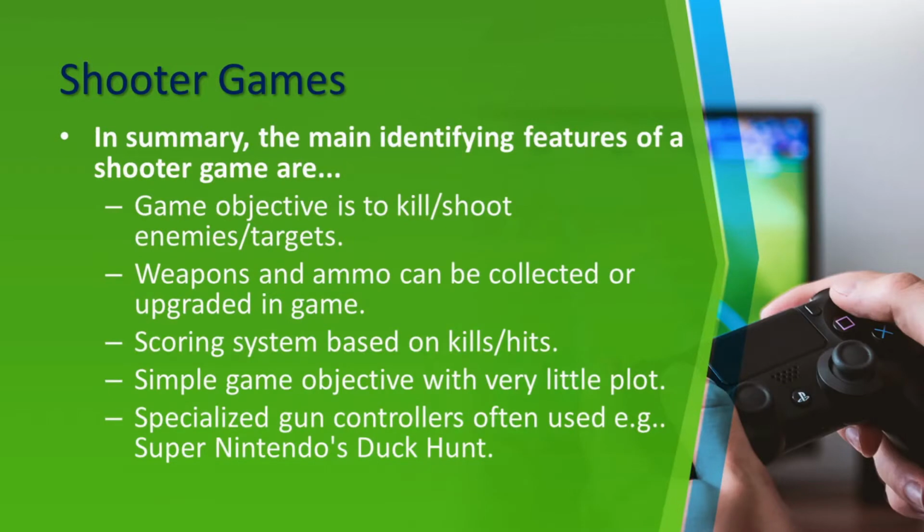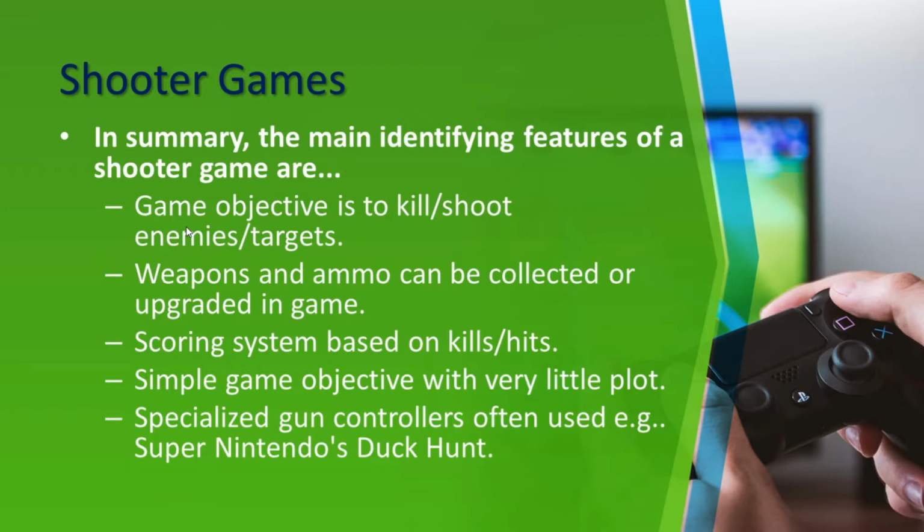Now, regarding the main identifying features of shooter games, here are some examples. The first is that the game objective is to shoot or kill enemies or targets. Weapons and ammo can be collected or upgraded in the game. Scoring systems are based on kills or hits. Simple game objectives with very little plot. Specialized gun controls are often used in games such as Super Nintendo's Duck Hunt.